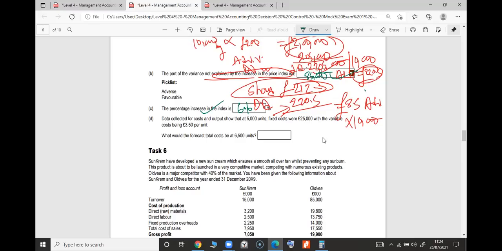And finally, D, data collected for costs and output show that 5,000 units, okay, fixed cost of 25,000 pounds, the variable cost of this, what is this? What would be the forecast cost? Oh, nothing much complicated. Do you feel anything high-low method? No. Can you please give me this answer here? That's a nice, good one. Nothing much. Variable costs per unit given, you multiply, and fixed costs you add.